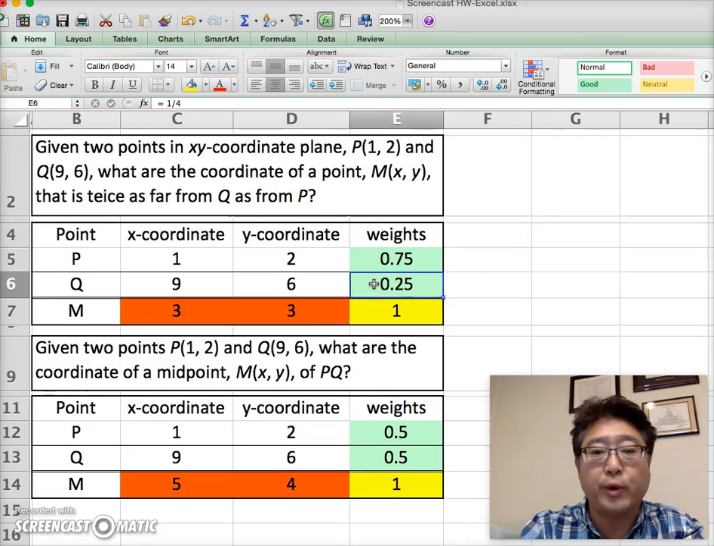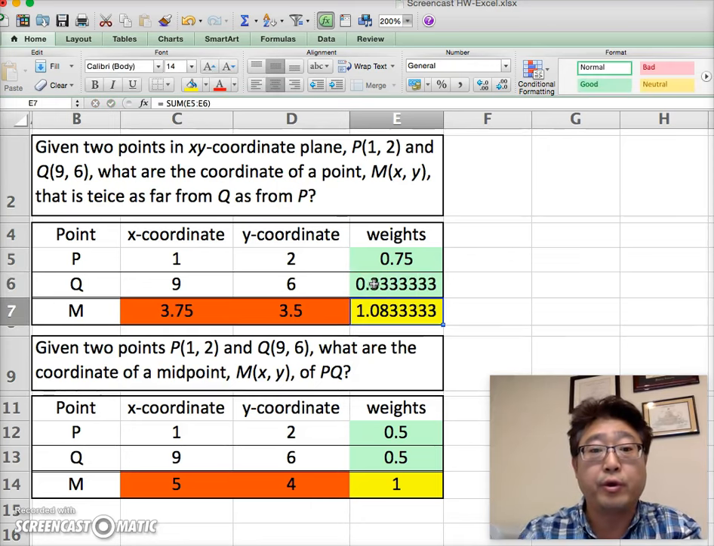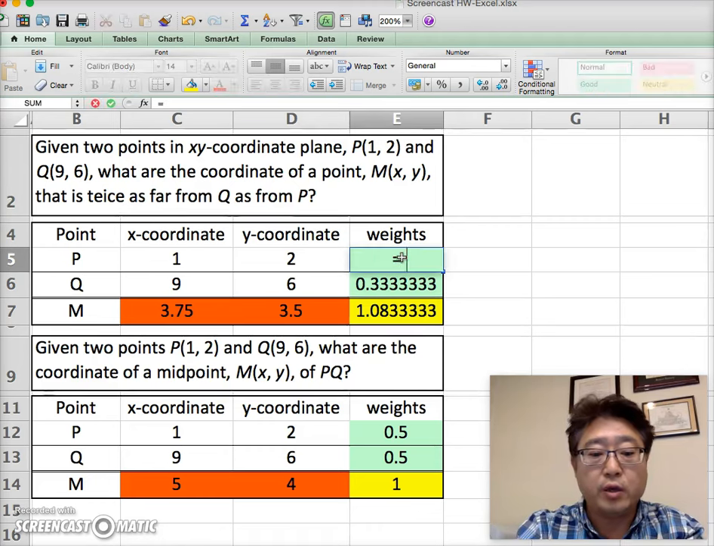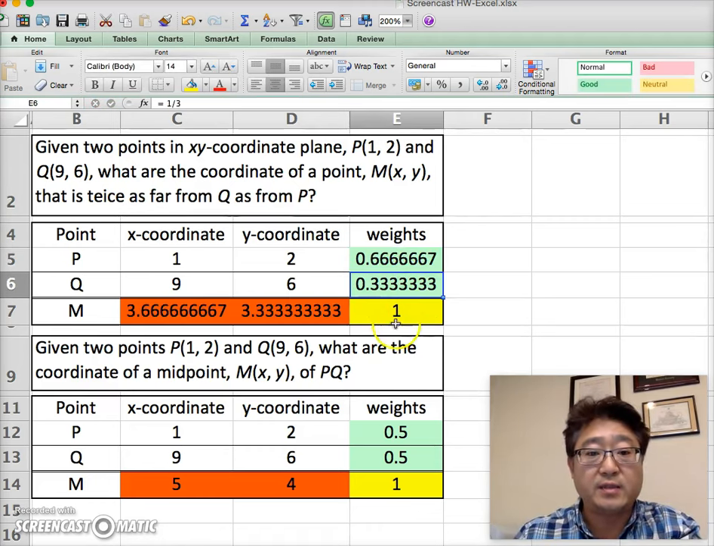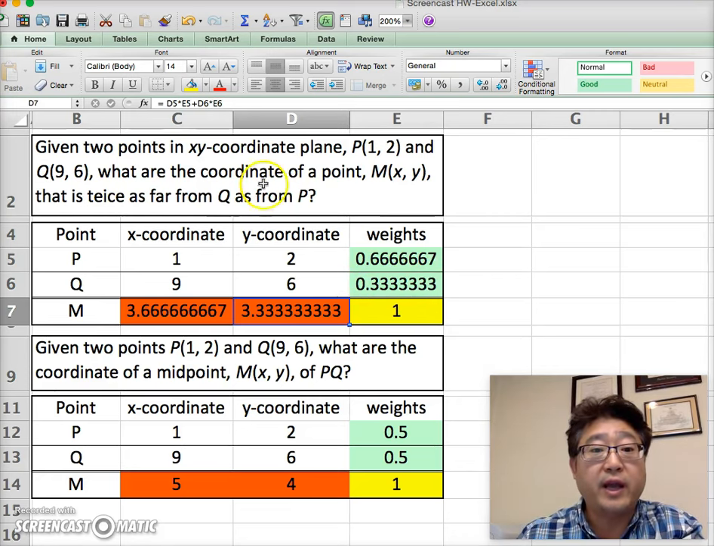So let's use the weight 1/3 on Q for the same reason. 1/3 here, and then equals 2/3 for P, and let's make sure the weights add up to 1 again. Now, since it's programmed already, we can find the x coordinate and y coordinate of M. And as you see, by just changing the weights, we can find any intermediate point between P and Q.